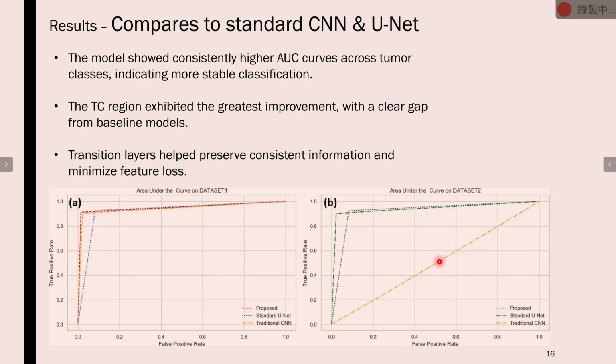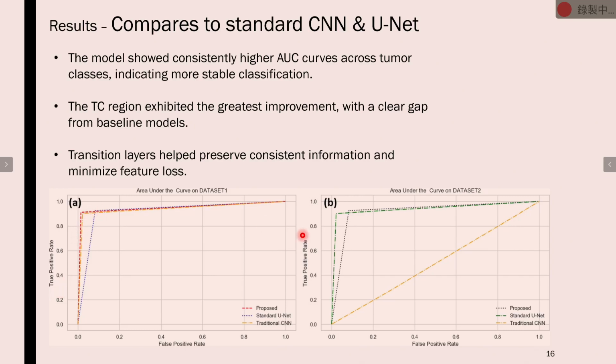And in this figure, A and B are the AUC curves. If the curve is closer to the upper left corner, it means the performance is better. The area under the curve in dataset 1 is not much different across these three architectures, but the true positive rate of the proposed 3D UNet is slightly higher.